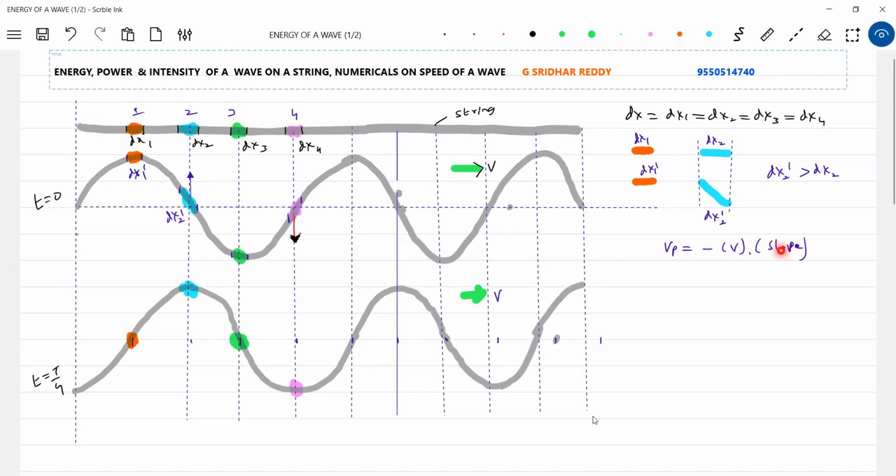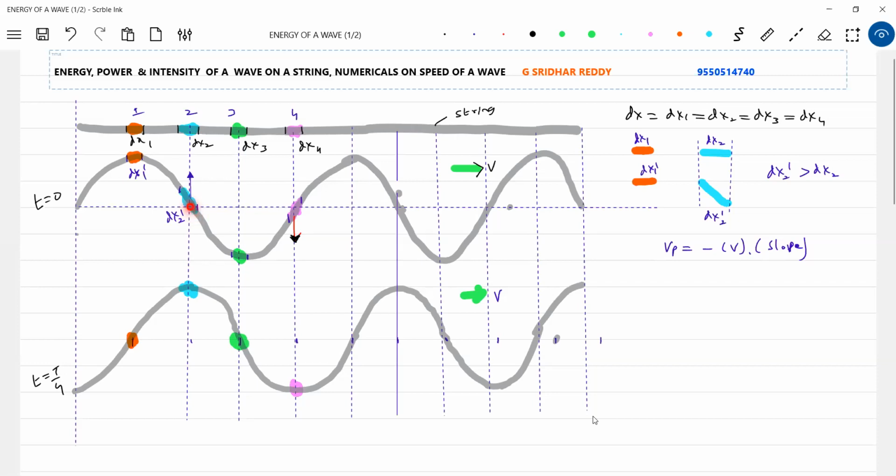Okay, now let's come to this one. What is the slope of this? It will be zero. If the slope is zero, the speed will be zero. So this element will be at rest. Then what is the potential energy? Potential energy depends upon elongation, we know. So the element which is at mean position will have more elongation.